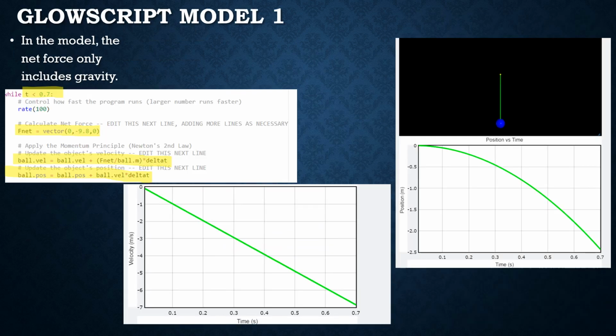All right, GlowScript model 1. In this model, the net force only includes gravity. It's very important, so I made my time interval less than 0.7 seconds. My F net is just the gravity vector because, like I said, it only includes gravity. I had to put in a few equations that we talked about earlier that are important: the velocity update equation and then the position update equation.